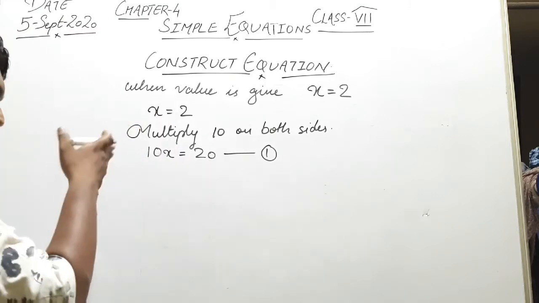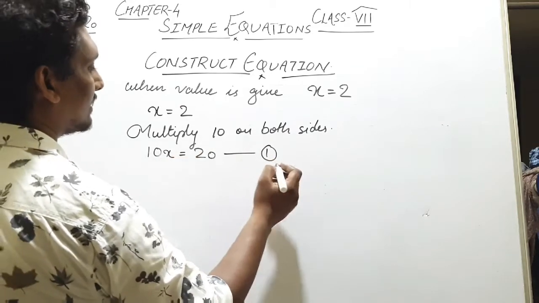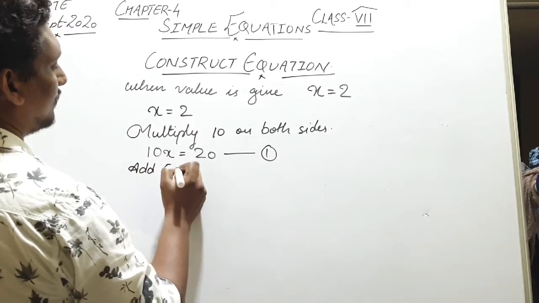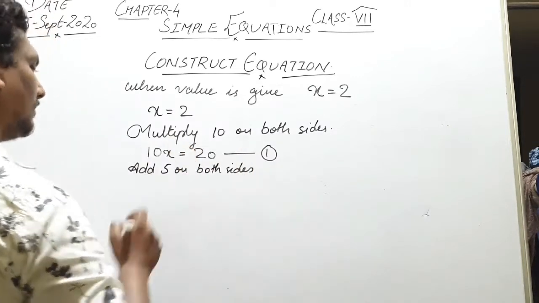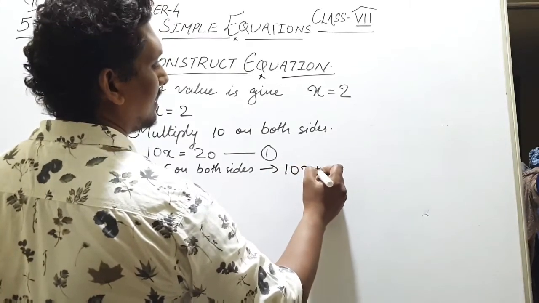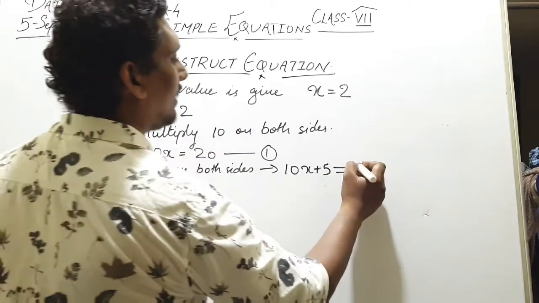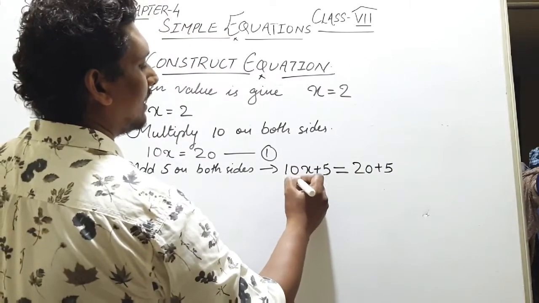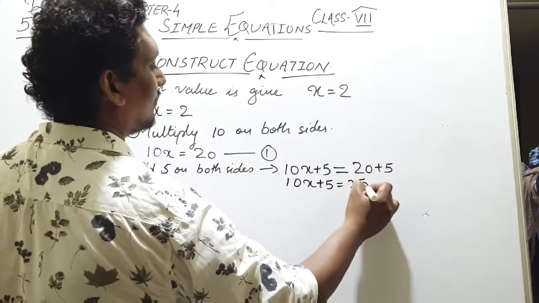Same way, if you want to add something in this equation, you can do that also. Suppose I have taken the next number 5. Add 5 on both sides. It will become like this: 10x plus 5 is equal to 20 plus 5, right? So the equation will be 10x plus 5 is equal to 25.